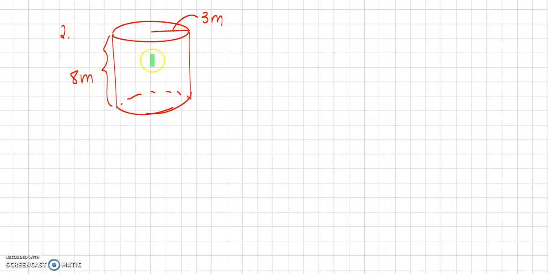So the surface area, we have the label or the rectangle that goes around the cylinder, and we have the bases. We have both bases.